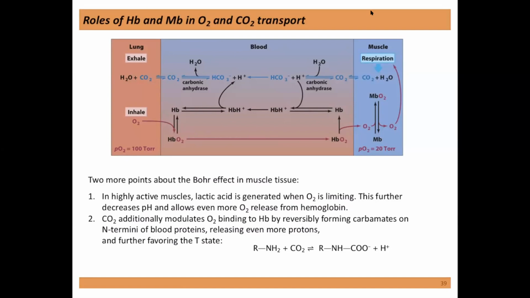And CO2 additionally modulates O2 binding. So CO2 can actually bind to amine groups and form what's known as carbamates on the N terminal of the blood proteins. And so when you form this carbamate, meaning I've got high concentrations of CO2, it reacts with the amines, makes what's called a carbamic acid, and I release more H pluses that cause even more O2 to be released from hemoglobin. So lots of things going on here that cause the oxygen to be released, but essentially this Bohr effect is really important.